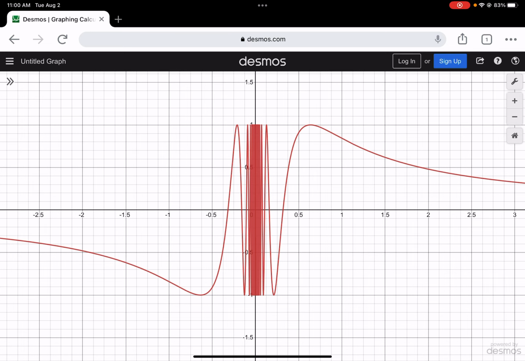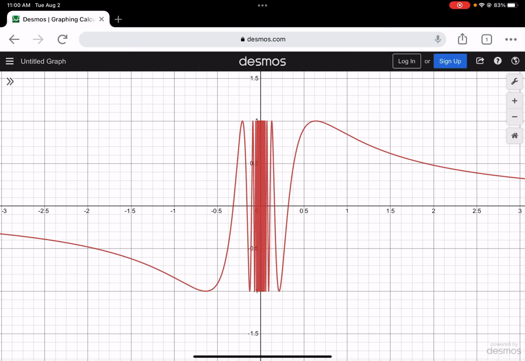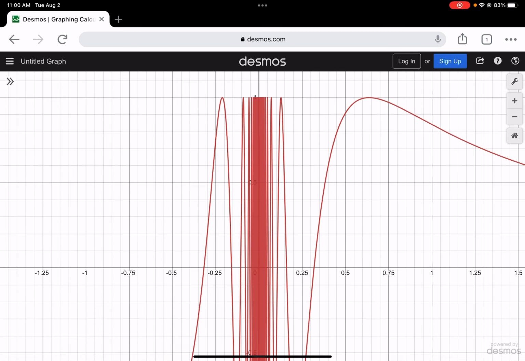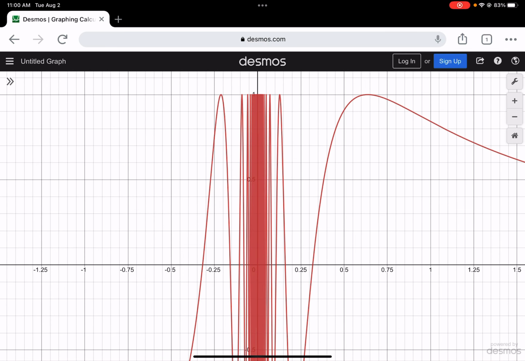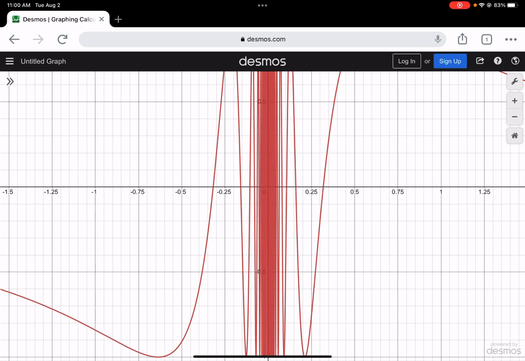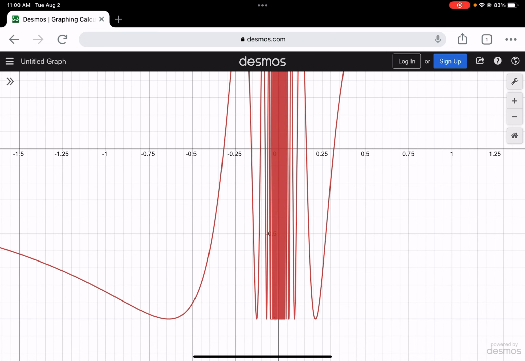As I approach from the right, I'm going up, down, up, down, up, down, up, down. Now, what's cool about this function is this is what's called an oscillating discontinuity. Because if you notice, my function is going up and down and up and down and up and down. The closer I get to 0, look at how close these oscillations are getting.